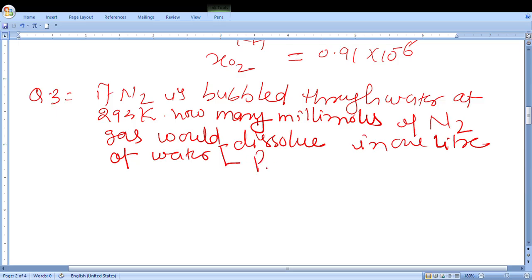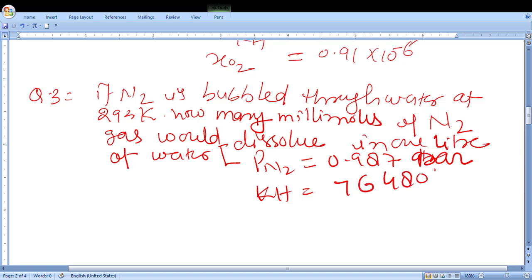Here the partial pressure of N2 is 0.987 bar and KH is 76480 bar. So this is in bar. 1 atm pressure has the value 0.987 in bar. Now we will write the formula P is equal to KH into x, where we will calculate x.